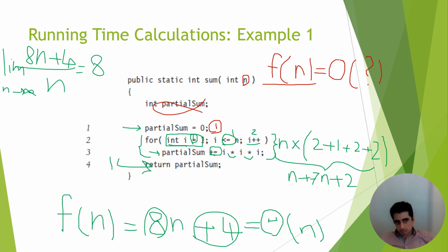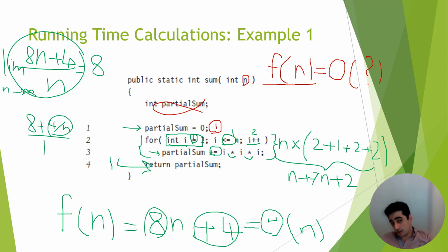And for those of you who are wondering why this limit is equal to 8, you can divide both numerator and denominator by n, so you get 8 plus 4 over n on the numerator and 1 on the denominator. When n goes to infinity, 4 over n becomes super small. It's going to become 0, so it's going to be 8 over 1. So that's why the limit is 8. And that's mathematically proving that 8n plus 4 is theta of n.